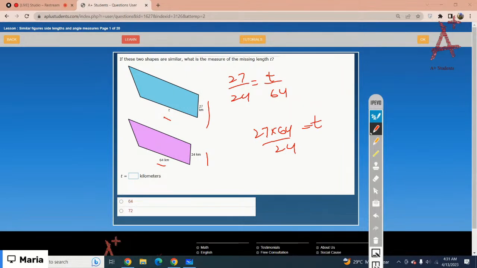It would be 72. Got it? Just multiply and divide. So the correct option is 72.